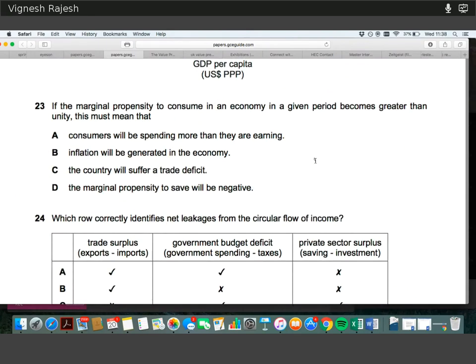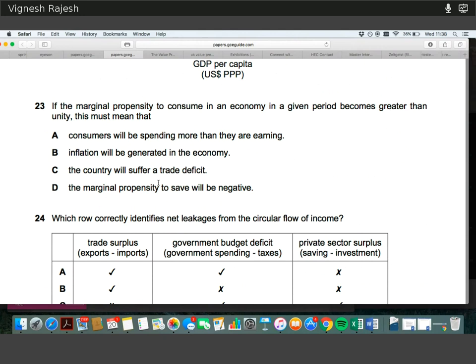If the marginal propensity to consume is greater than 1. In this case, as a consumer, you've got two options when you earn your income. You can either consume or you can save. So although conceptually it's quite weird, if your marginal propensity to consume is greater than 1, it implies your marginal propensity to save would have to be negative. And what that means is you're having to borrow money, and then you're using that borrowed money to fund consumption.